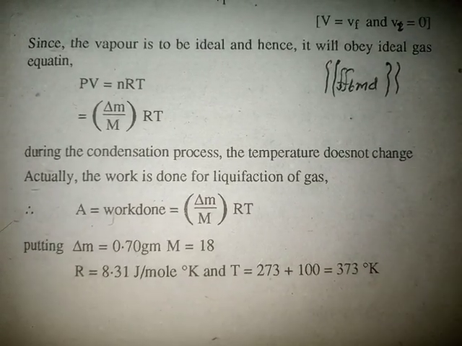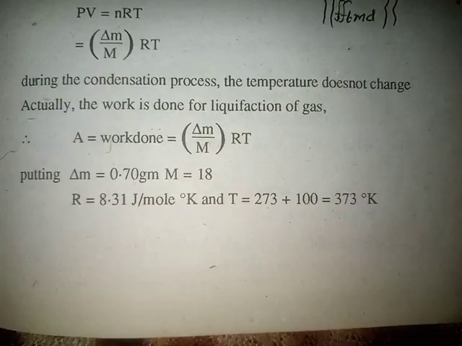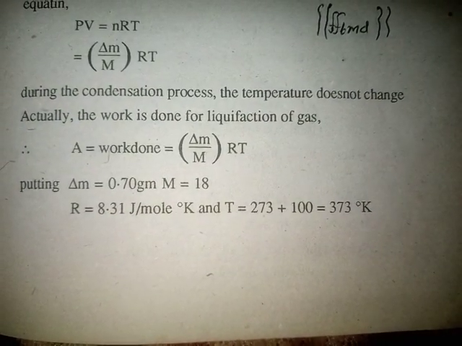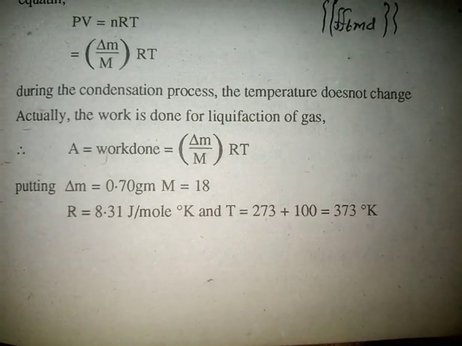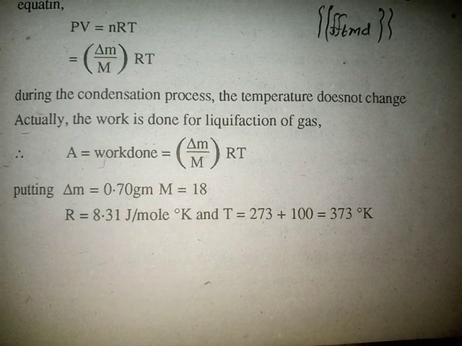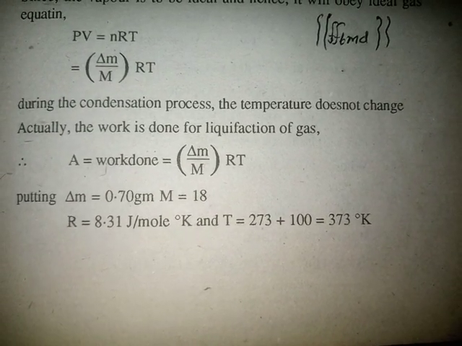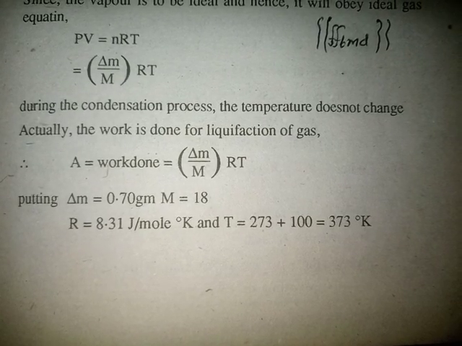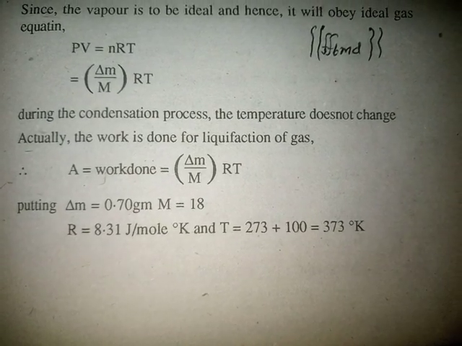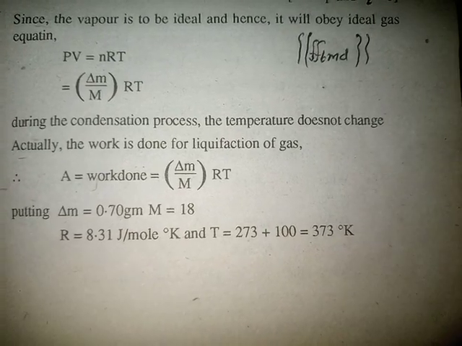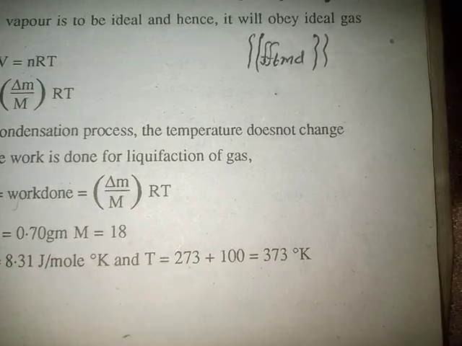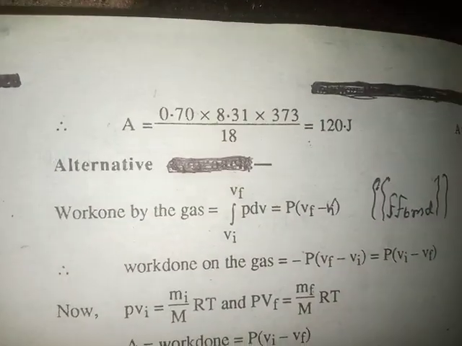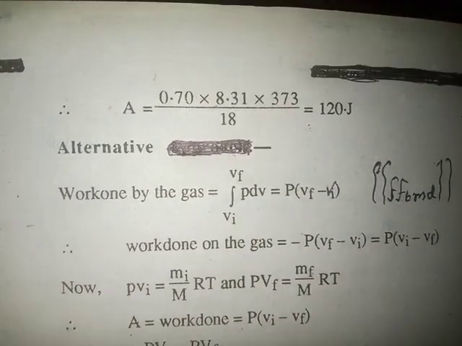During the condensation process, the temperature does not change. Actually, the work is done for liquefaction of gas. Hence, A equals work done equals delta m by M into RT. Putting delta m equals 0.7 gram, capital M equals 18, R equals 8.31 joule per mole per Kelvin, and T equals 273 plus 100, 373 Kelvin. Hence, we get A equals 120 joule. Answer.